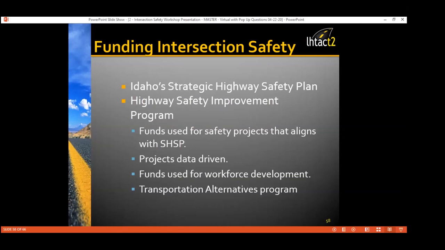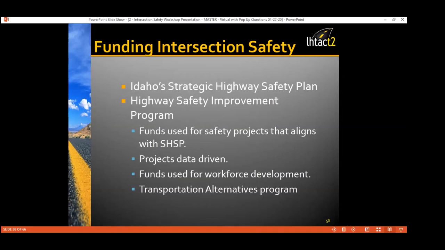And as part of that planning process, there are standalone programs at the federal level that address highway safety. The Highway Safety Improvement Program is that federal program, and money funnels to the state of Idaho, as it does to all states, if you have a good strategic highway safety plan. Those funds can be used for safety projects that align with the plan. And indeed, intersection safety in Idaho does align with the plan. So good news for us, we can use this money for intersection safety.